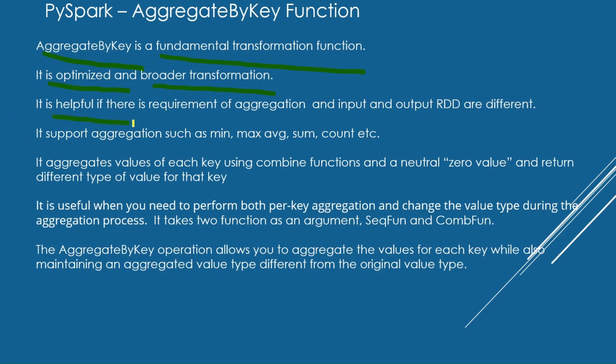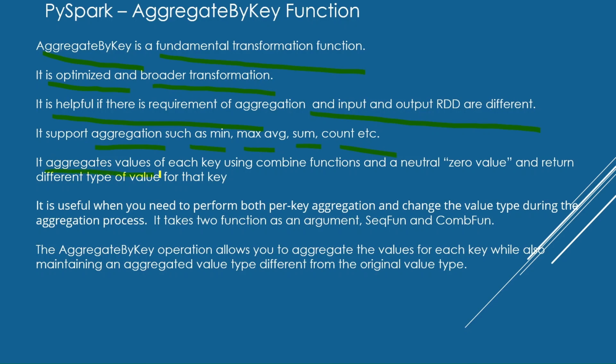It is helpful if there is a requirement of aggregation and the input and output RDD are different. In most projects, whatever input we use for the transformation, the output may not be the same as the input. If you have this kind of requirement, then we should use the aggregate by key function. It supports aggregations such as mean, max, average, sum, count, etc.